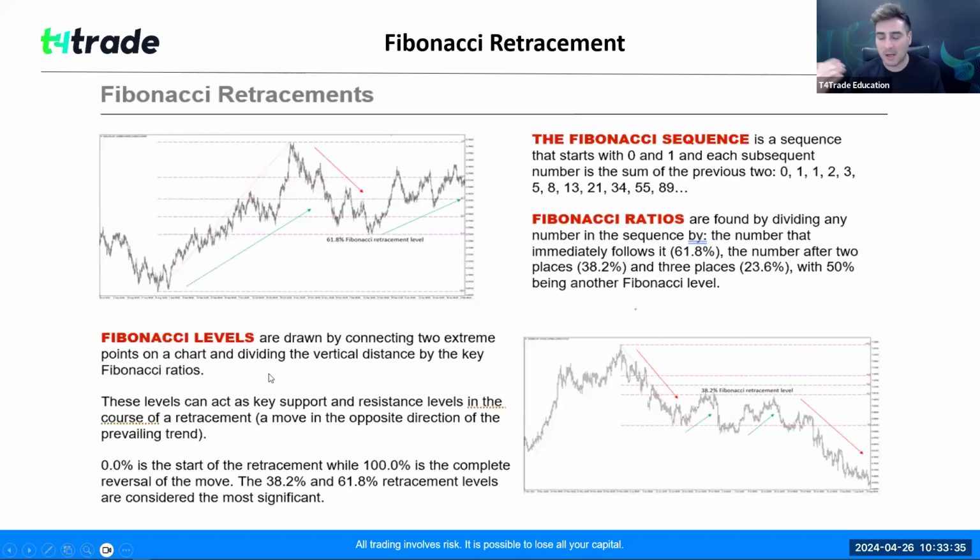You're not going to do this manually. You have a tool for that. It's called Fibonacci retracement. So what you need to do is draw two extreme points on a chart, and the technical indicator creates this vertical distance and spits out the Fibonacci retracement levels. We're going to do that live after we finish with this presentation.